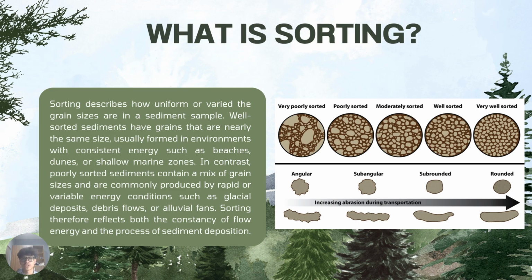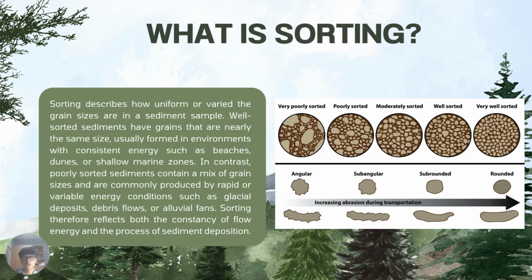What is sorting? Sorting describes how uniform or varied grain sizes are in a sediment sample. Well sorted sediments have grains that are nearly the same size, usually formed in environments with consistent energy such as beaches, dunes, or shallow marine. In contrast, poorly sorted sediments contain a mix of grain sizes and are commonly produced by rapid or variable energy conditions such as glacial deposits, debris flows, or alluvial fans.